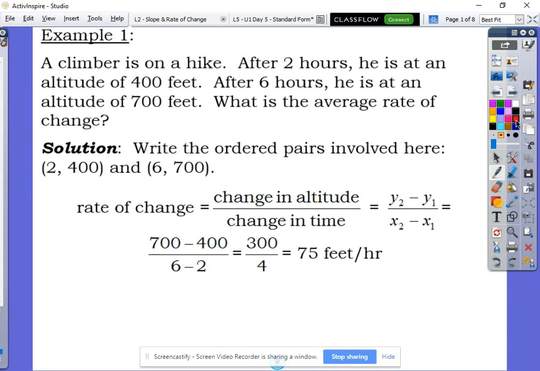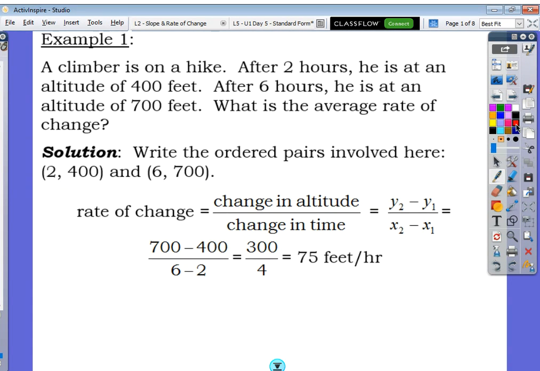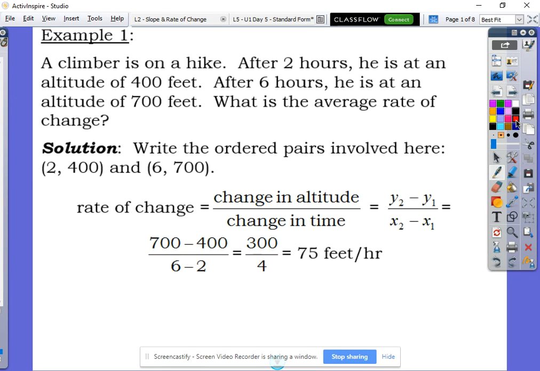Good morning, guys. So what we're gonna do here is a quick lesson today, not too long. We're just really trying to practice this idea of slope, and the best way to do that is to look at it in the context of real world equations and scenarios. So we're gonna talk about a climber who's on a hike.